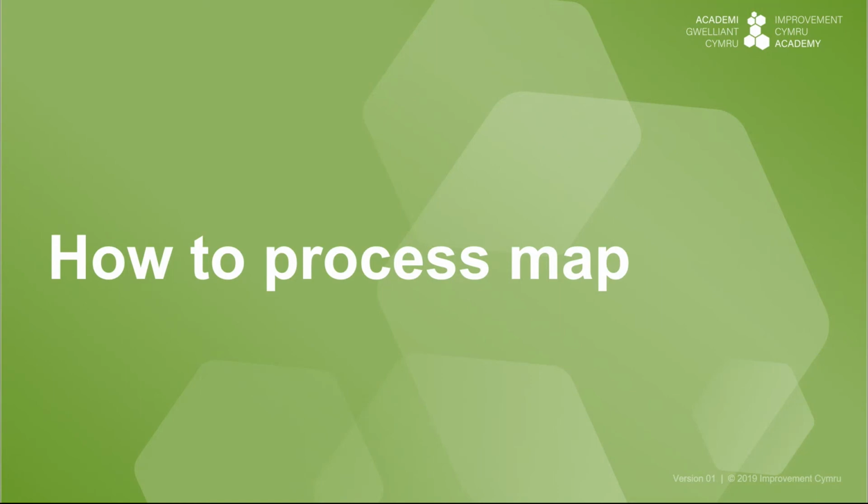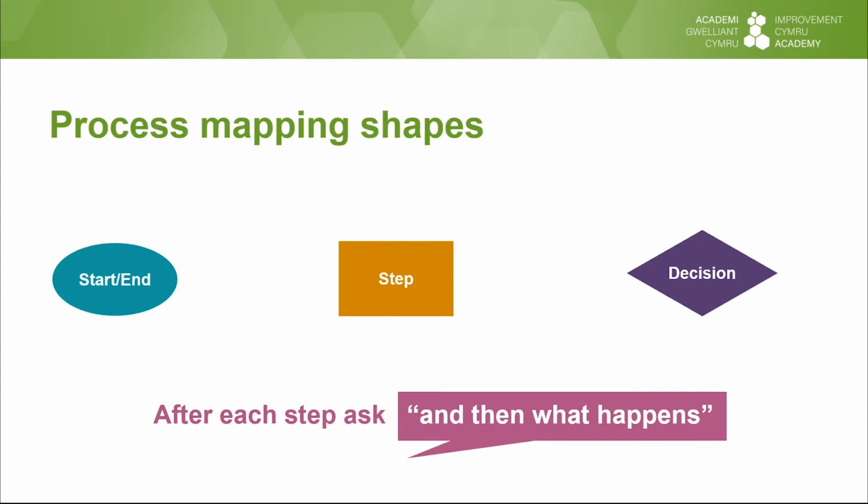So now we know what a process map is and why we should review and map our processes. How can we create a process map? There are three core shapes that we use in process mapping. Process maps begin and end with an oval shape. The main shape we use is a rectangle, which is for the steps in the process. These should be active. For example, doctor completes referral form.